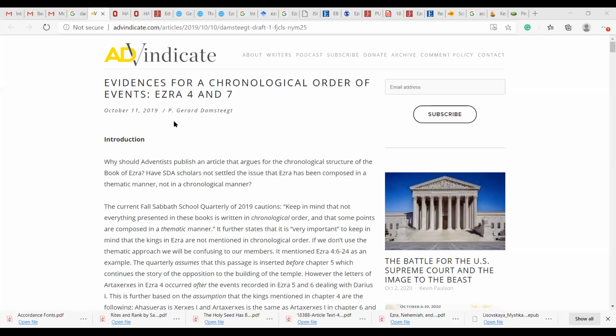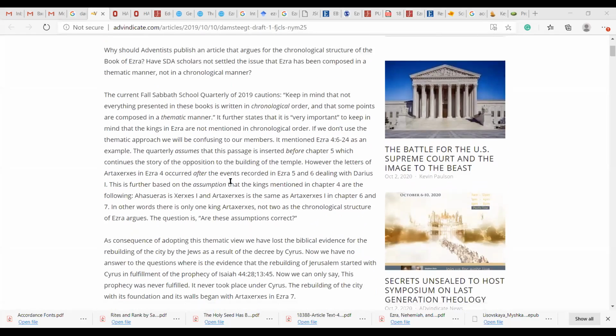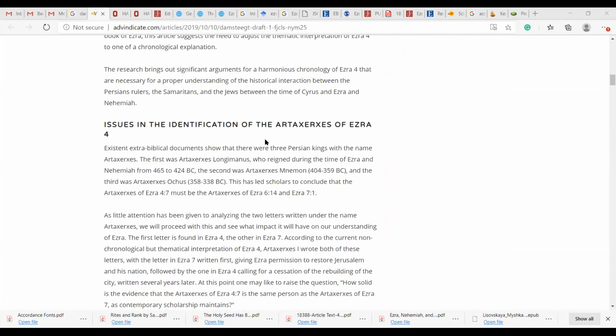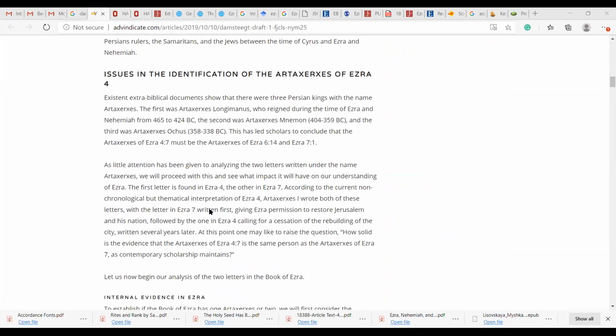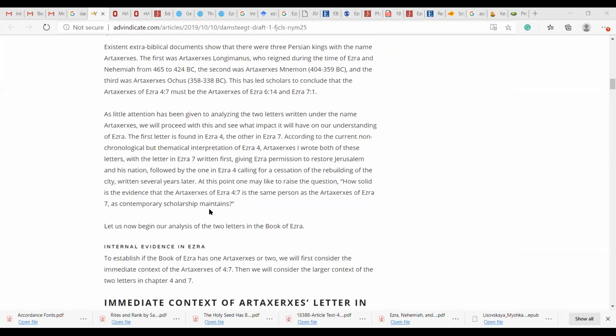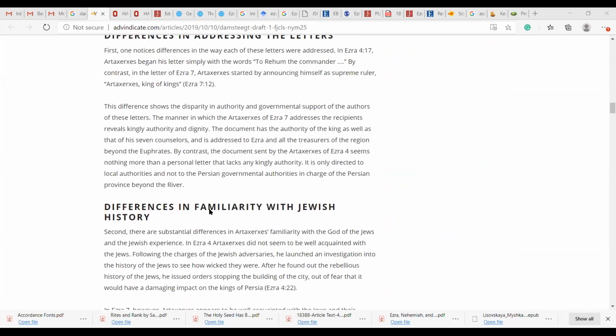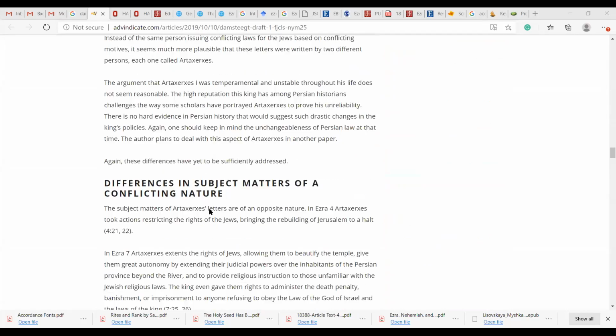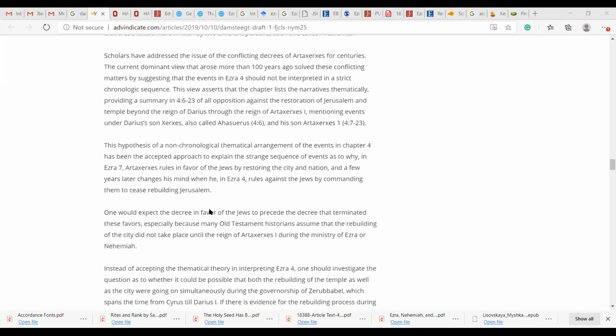An article written by a very famous person, Gerard Damsteegt. Damsteegt appears on the internet in this Ad Vindicate, and actually he argues for the Ellen G. White position, and he argued that Artaxerxes of Ezra 4 should be false Smerdis. So he is not Artaxerxes, but he is the false Smerdis, as Ellen G. White says. But this position has some weaknesses.